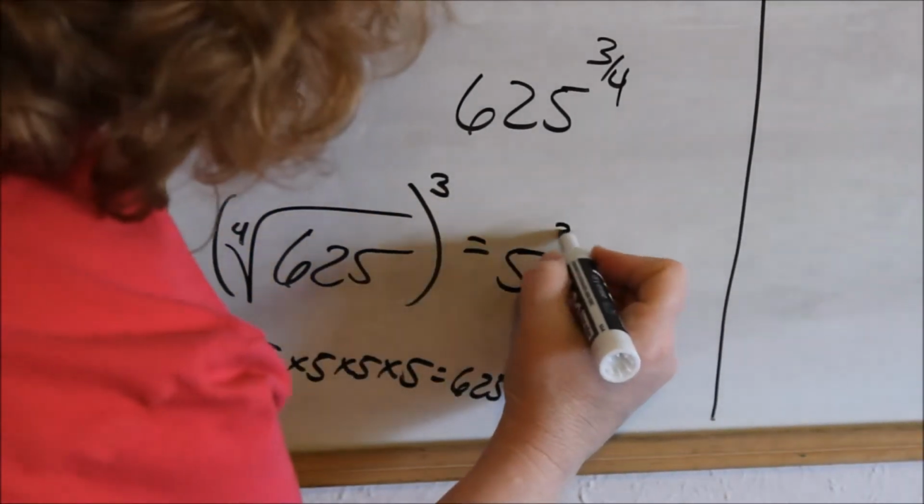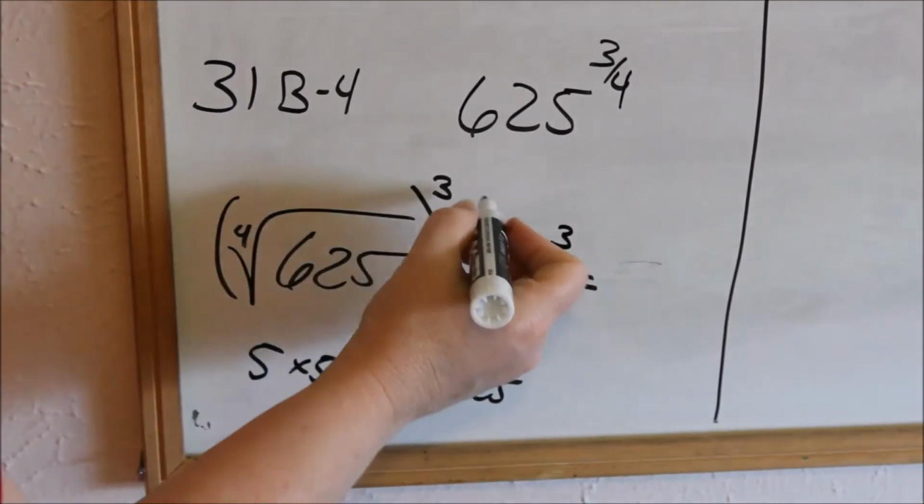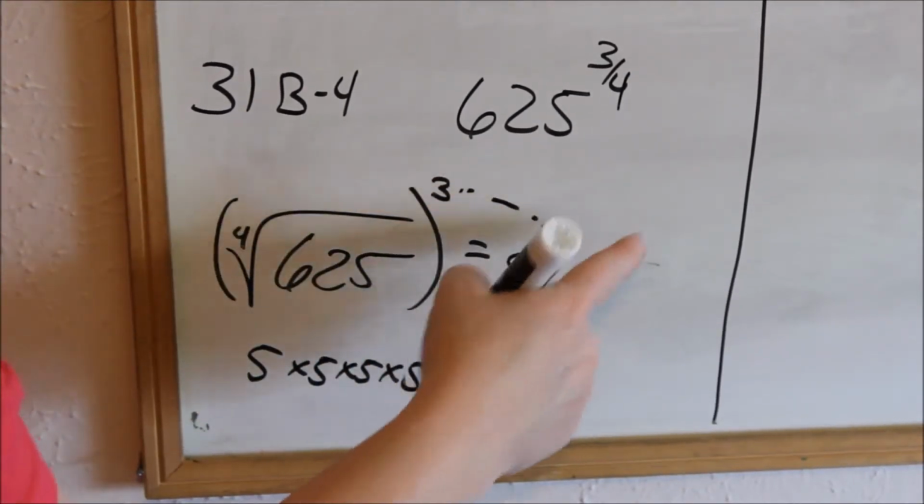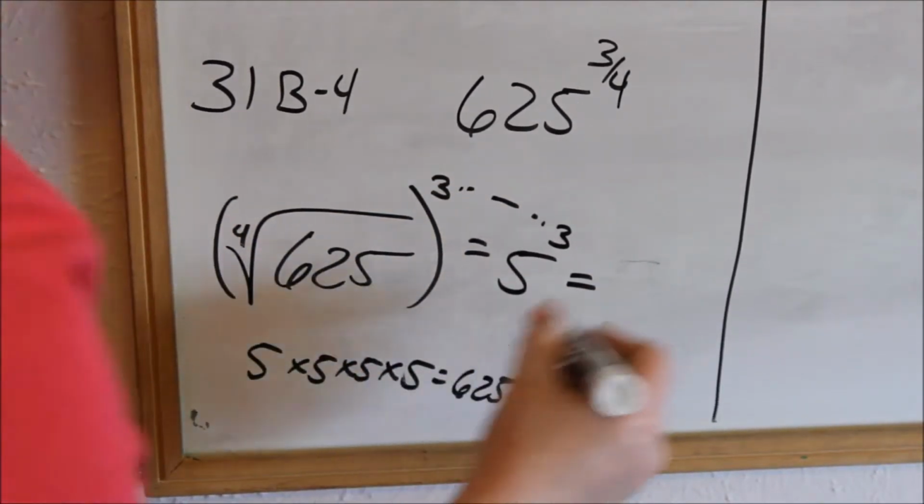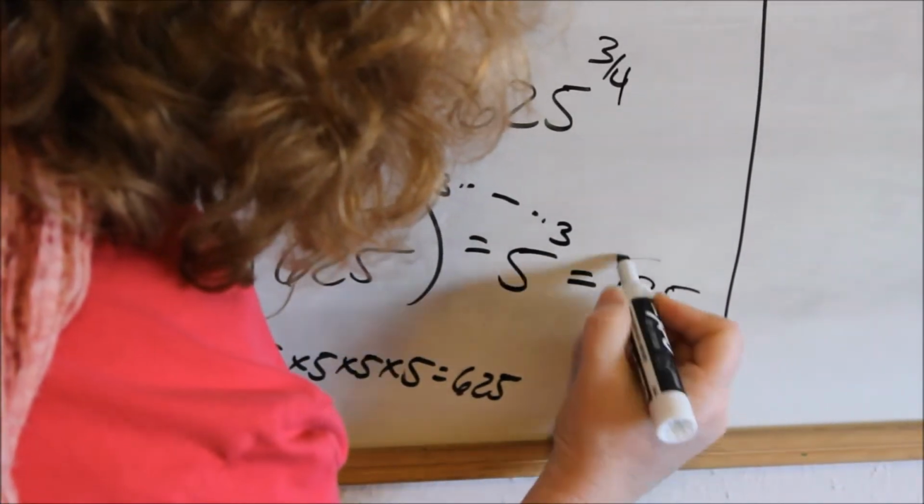And now I still want to cube it. So, that's where my cube goes in right there. So 5 cubed, 5 times 5 times 5 is 125.